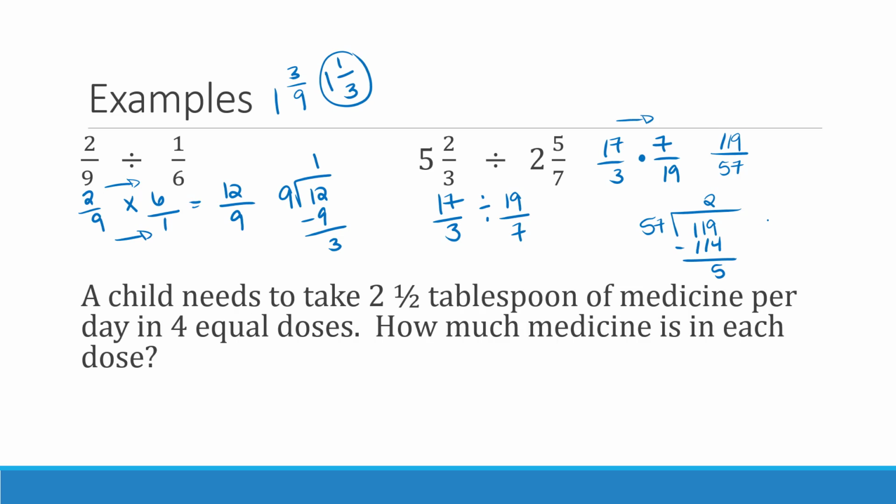So my mixed number here would be a whole number of 2. My remainder is 5. I'm going to keep my denominator the same as my improper fraction, which is 57. This cannot be reduced, so that would be my final answer.